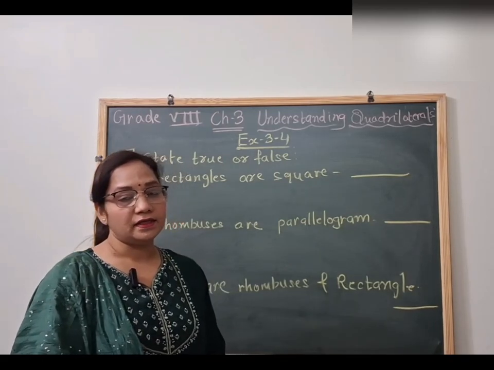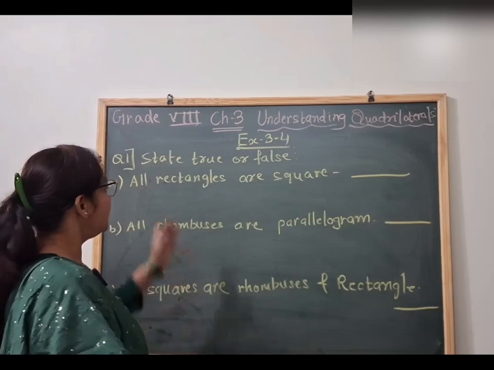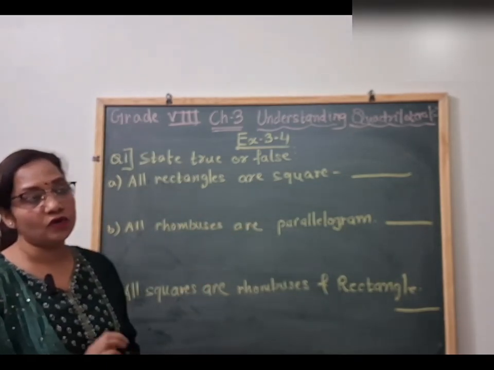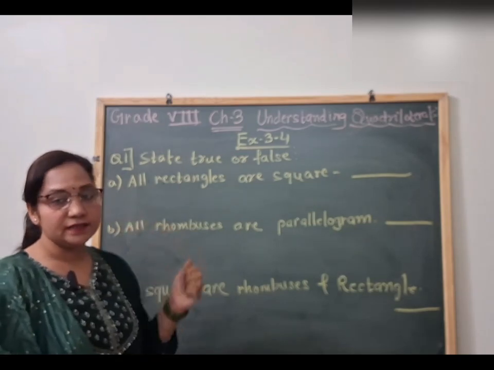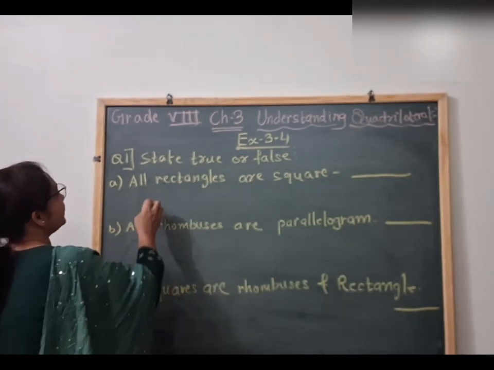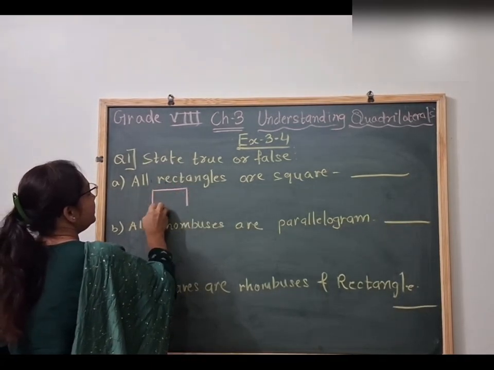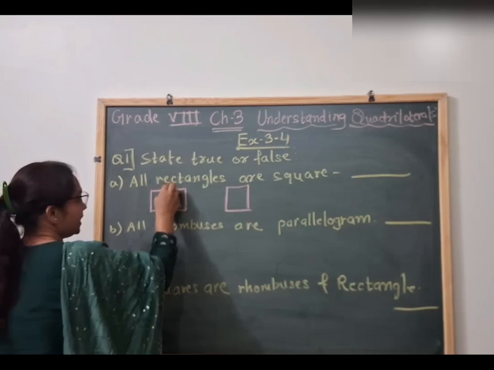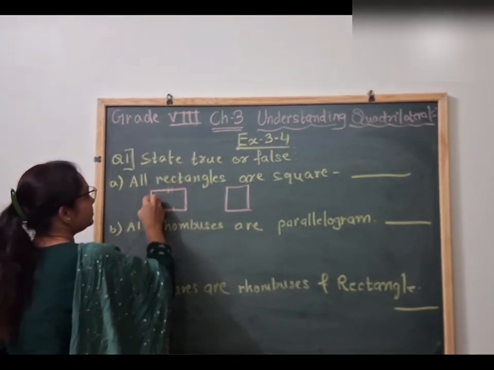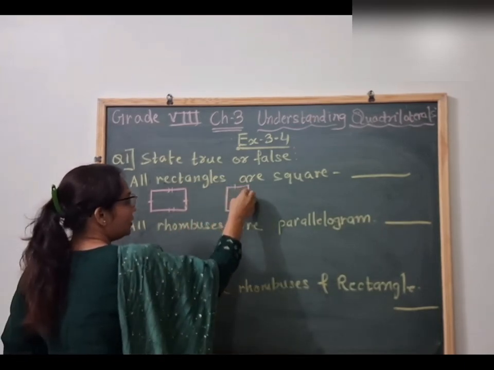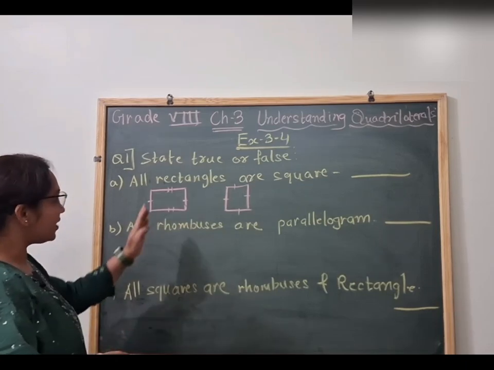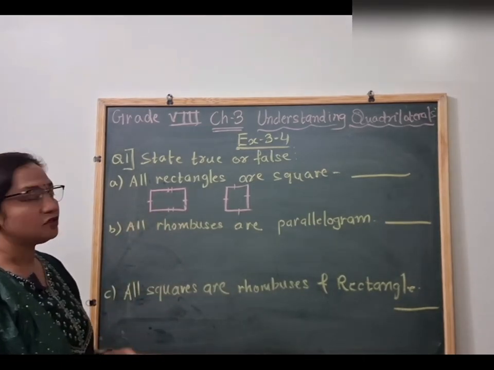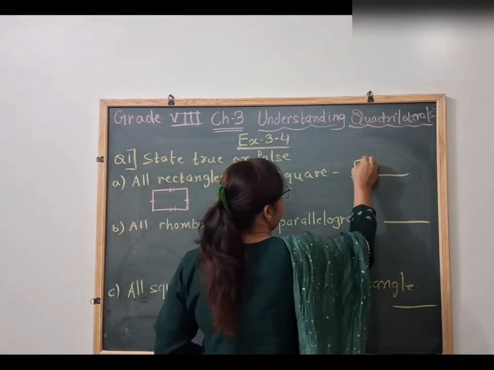Okay students, let us start exercise 3.4. The first question is true or false. The first statement is: all rectangles are squares. So let us find it out. We will be using the properties which we have discussed previously. Let us draw a rectangle here and a square here. The first property is that opposite sides of a rectangle are equal. Yes, but in a square all the sides are equal. So the first property of a rectangle does not match that of a square. So we can say that all rectangles are squares is false. So you can write here false.